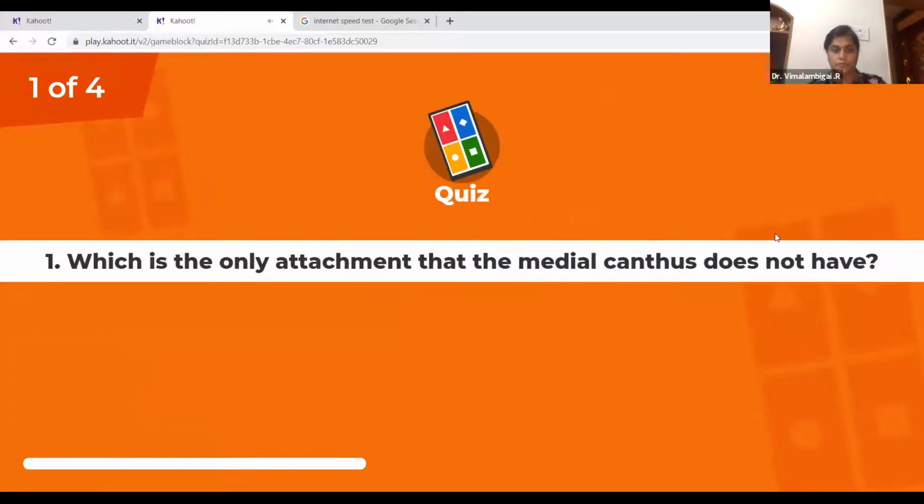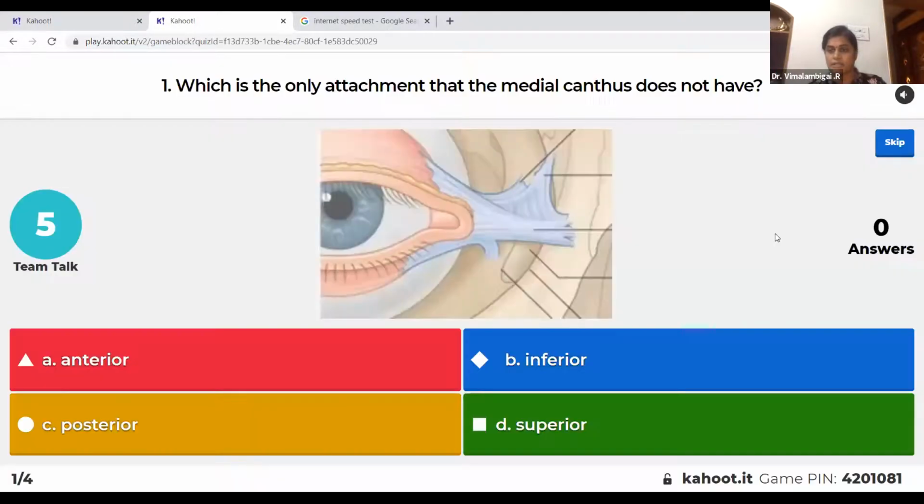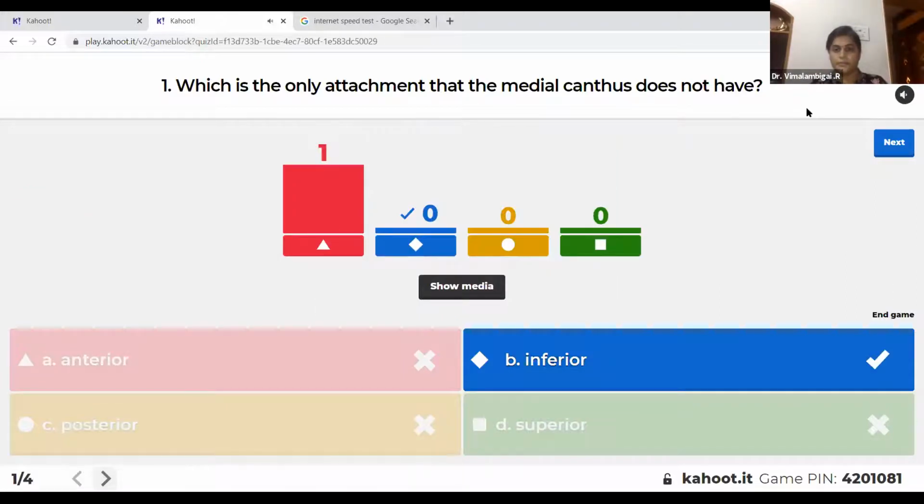Okay, this is the trauma round. The first question. Which is the only attachment that the medial canthus does not have? Is it the anterior, inferior, posterior, or superior? The correct answer is the inferior attachment, okay? Because the anterior attachment is attached to the anterior lacrimal crest. The posterior attachment is attached to the posterior lacrimal crest, and you have a superior attachment which is attached to the frontal bone, okay? Fine. Next question.